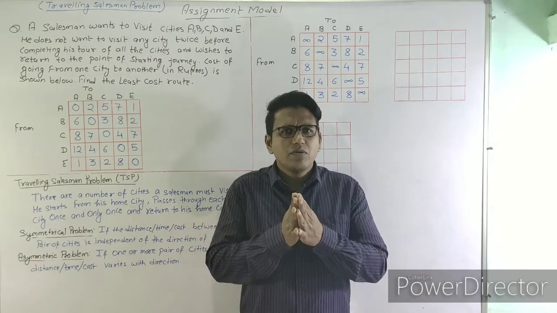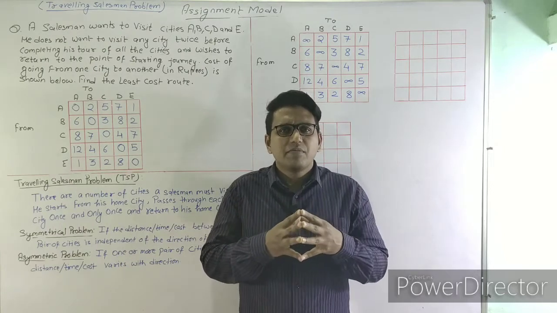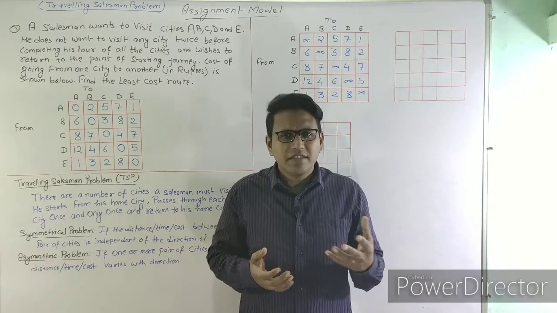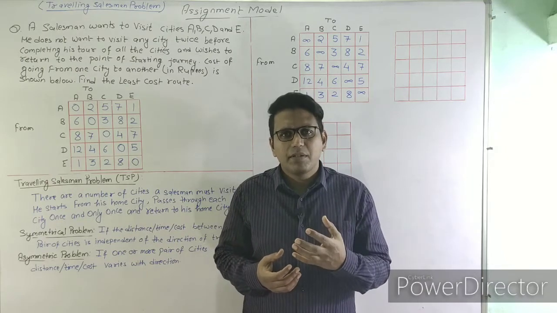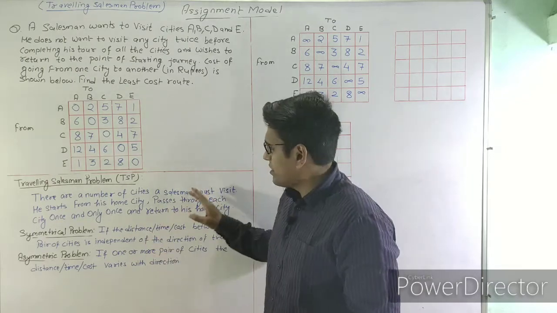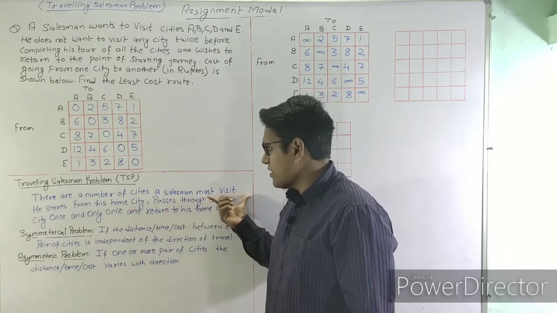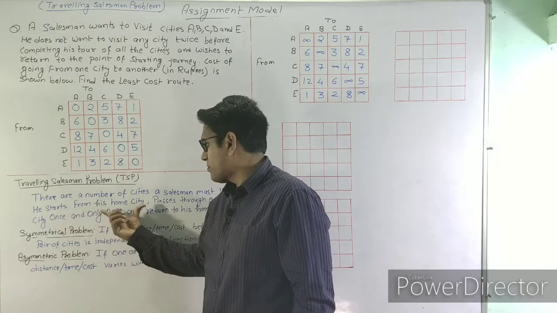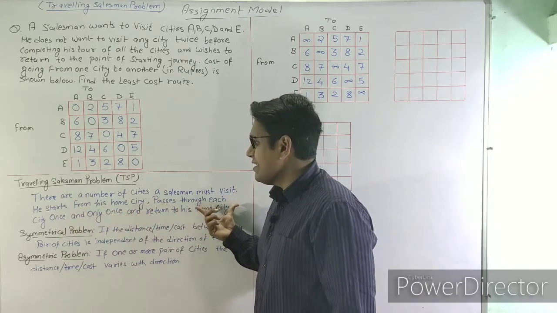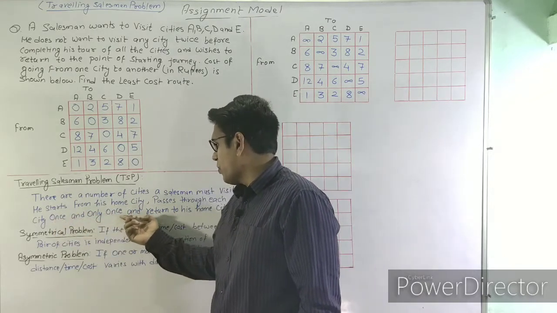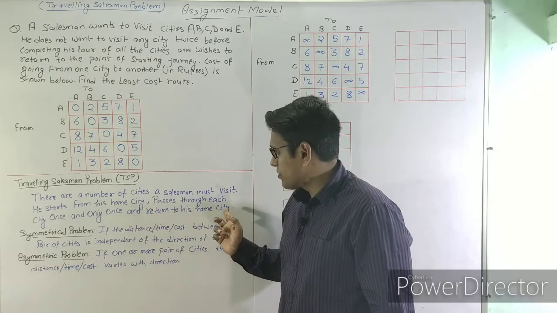So today we are going to deal with the traveling salesman problem. First of all, let us understand what the traveling salesman problem is. As it has been written here, there are a number of cities a salesman must visit. He starts from his home city, passes through each city once and only once, and returns to his home city.